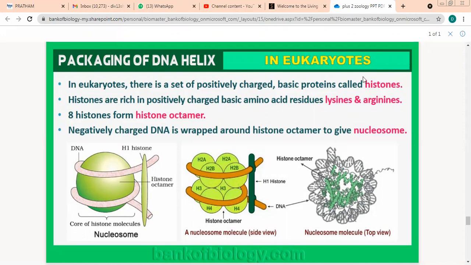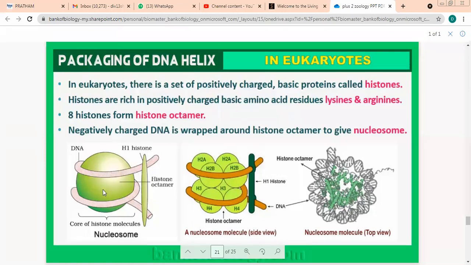Now, we are talking about histones. They are positively charged proteins. They contain these amino acids, lysine and arginine. We have basically 8 histones. If you can count over here, 1, 2, 3, 4, 5, 6, 7, 8. 8 histone proteins are there. So that is why this is known as histone octamer. What is it called? Histone octamer. So this circle which looks round to you, this is your histone octamer.